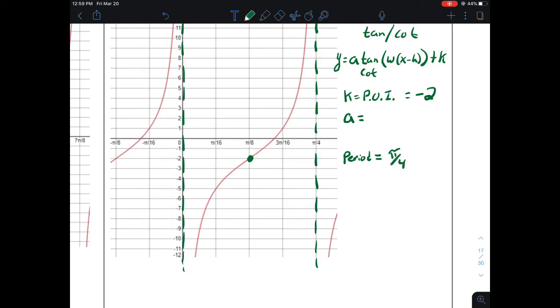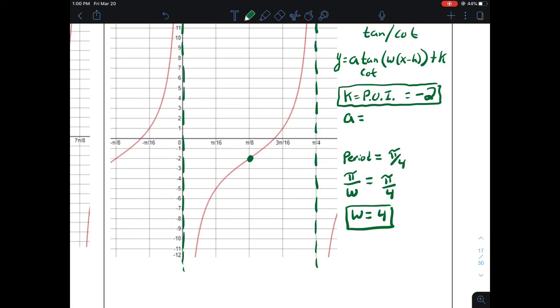Well, we can go ahead and solve for w, because the normal period of tangent or cotangent is pi. So to find the stretch or shrink factor, I'm going to say pi over w equals pi over 4, which means that w for our equation has to be 4. So I have w, and we have k at the moment.